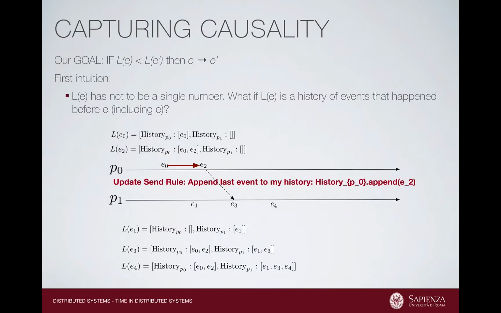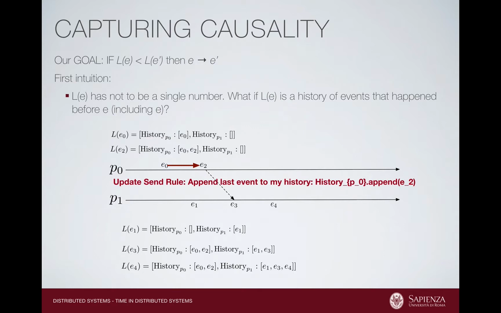And we have just to use two rules. The first rule is the update send rule. When you create an event, I'm just saying that local events are sends, but it does not matter. The local event can also be something different from a send. What you do is that if the event that you are creating is not a receive event, you append the event to the history of yourself.